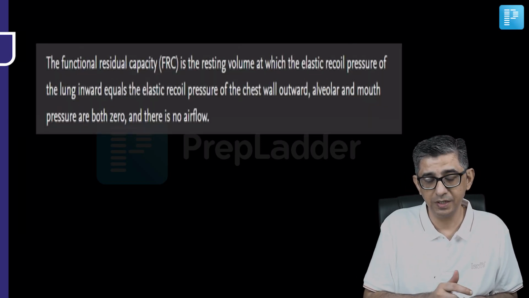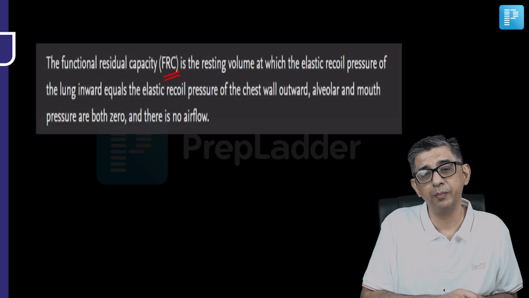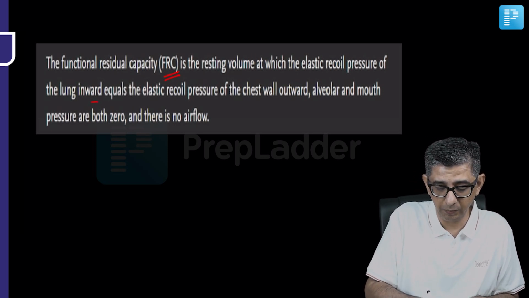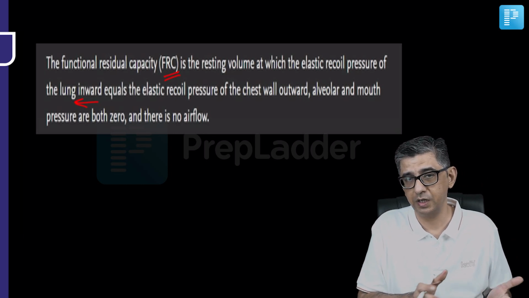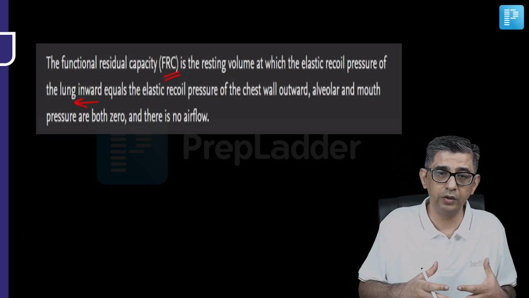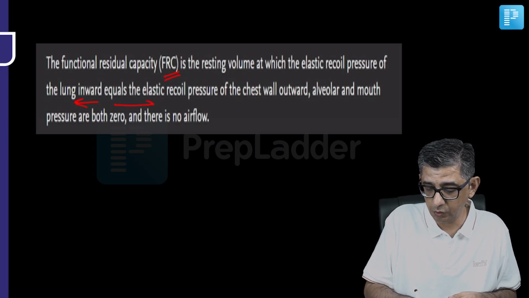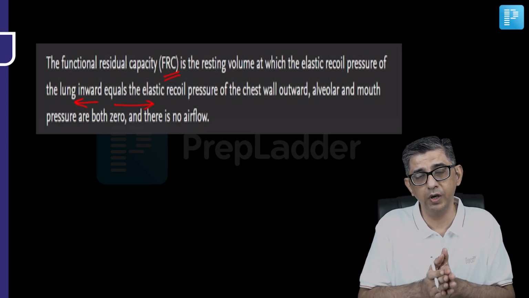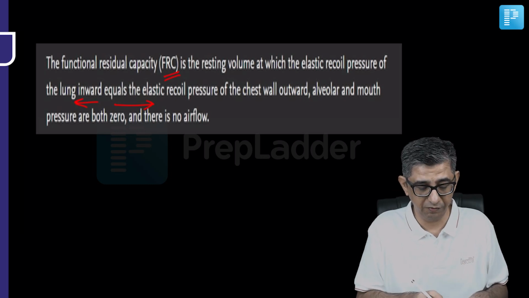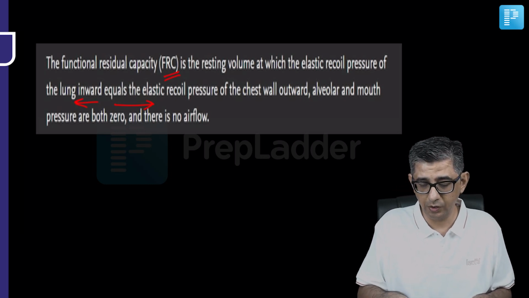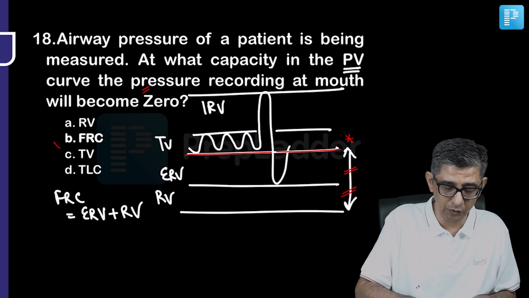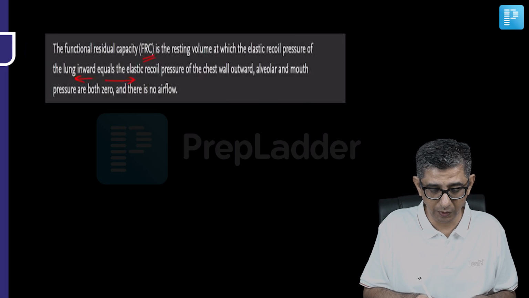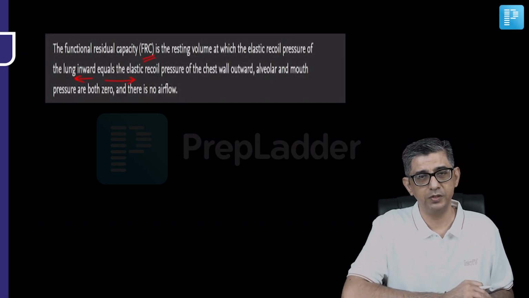In fact, this is what physiology says, that functional residual capacity is the volume at which the elastic recoil of the lung, because every time we breathe out there's an elastic recoil of the lung, the inward recoil of the lung balances the elastic recoil of the chest wall in an outward direction. So there's an inward pull, there's an outward pull, and the balancing of the two occurs at functional residual capacity. The correct answer for question number 18 is already highlighted, that is option B. And I've tried by two ways to explain this to you, though you can listen to the physiologist about it as well.